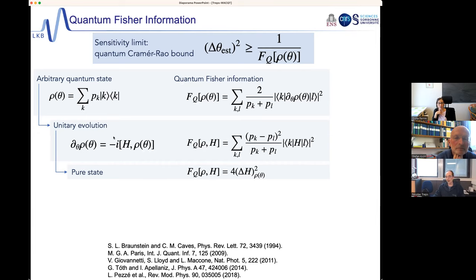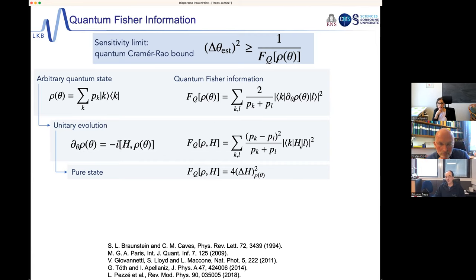Then something which is very often considered, and that we will only consider here, is unitary evolution. And all the examples I've shown you so far are unitary evolution. There is no loss in my system. So it's just a unitary change in my state that depends on the parameter theta. So phase shift, displacement, all these things are unitary evolution. In that case, it's a bit simpler because the derivative of your state versus the parameter is simply the commutator with a Hamiltonian, so it's not a Hamiltonian, but it's usually called H in the literature. So I take this, but H is a unitary evolution that leads to your parameter dependence.